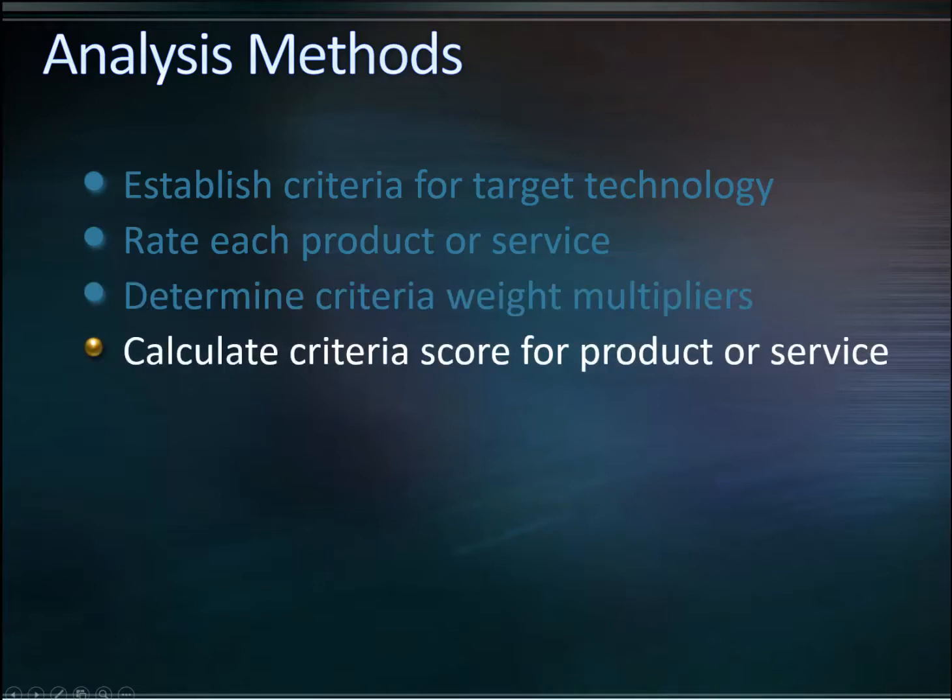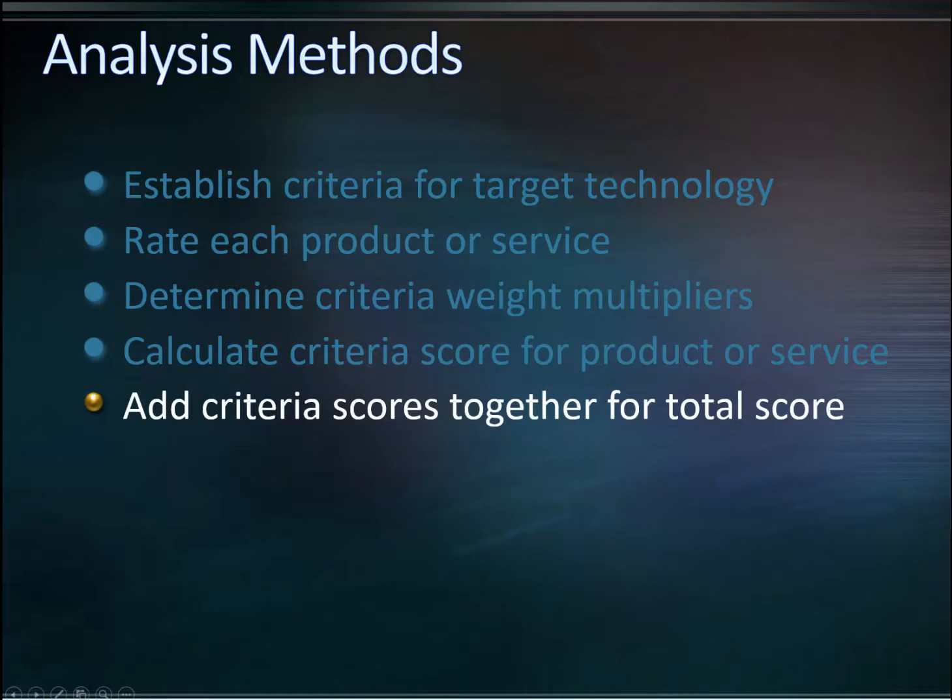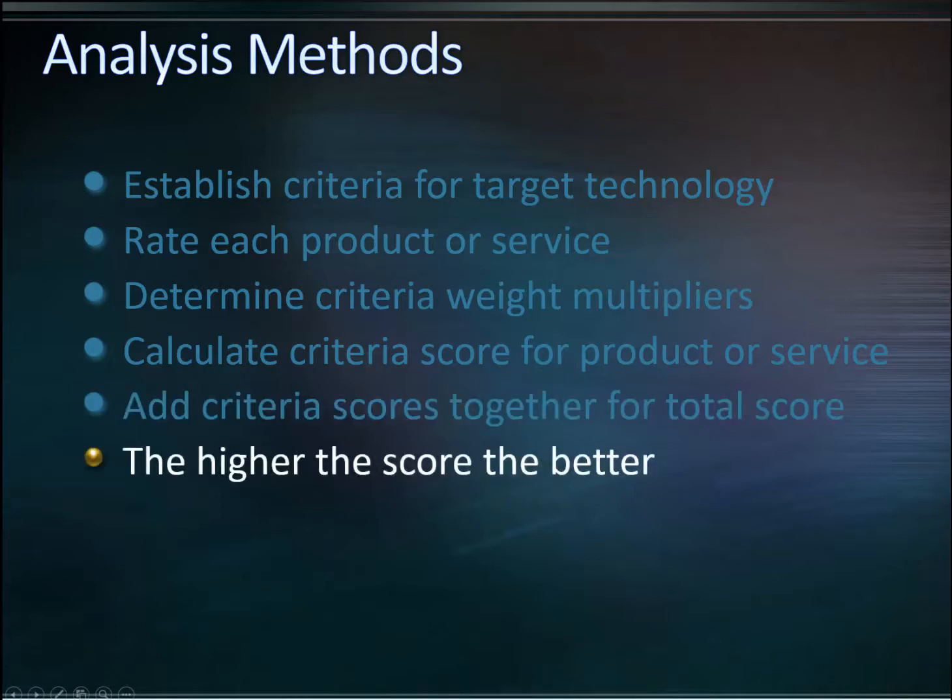Then we calculate the criteria score for the product or service by multiplying the rating we gave the product times its multiplier to come up with a number. And then once we've rated all the criteria, we add up the scores and get a total score for that particular product or service. And obviously, the higher the score, the better.